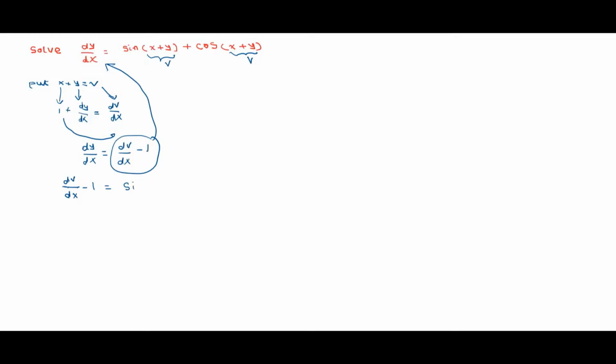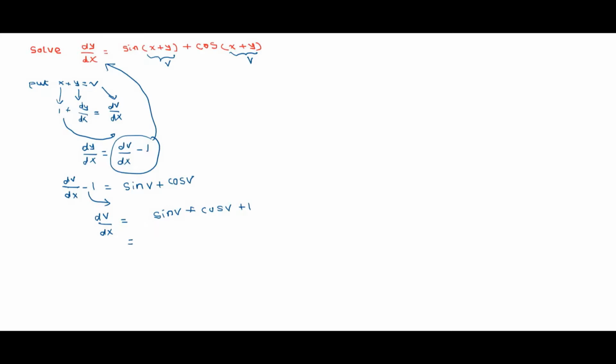sine x plus y, where the value of x plus y is equal to v, means sine v plus cos v. This is from the given equation. Now transpose this minus 1 to the right hand side. So again dv divided by dx is equal to 1 plus sine v plus cos v, or better you can write sine v plus cos v plus 1.